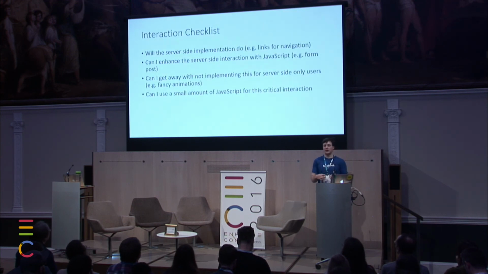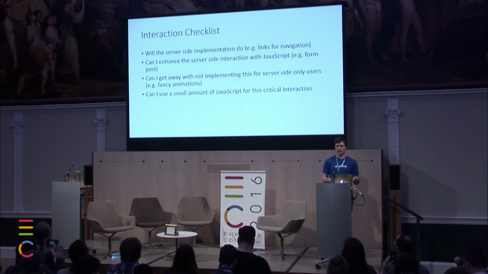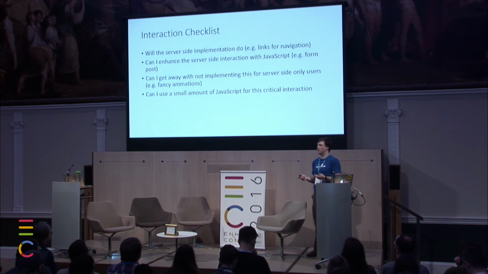So when you're building an interaction, you've decided you want to run on the server and the client, the things I would suggest you consider in order. Will the server-side implementation do? For example, links for navigation, they're good enough. You don't then need to implement something separate for the client, just use that. Can you enhance the server-side interaction with JavaScript? For example, something like a form post, you can just use a server-side component that works out of the box and then enhance it with some JavaScript, improve it, make it faster.